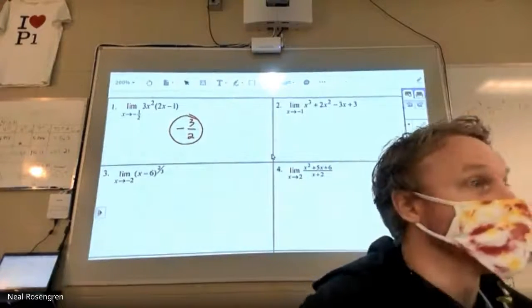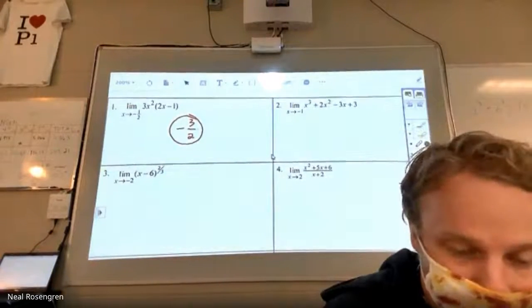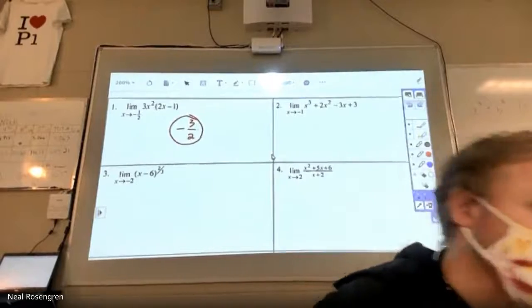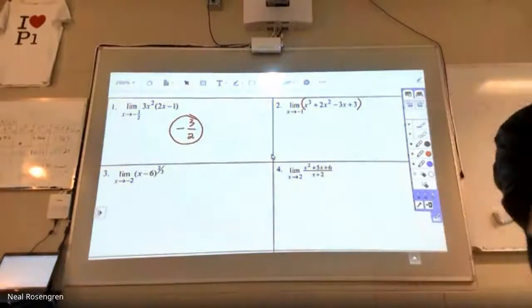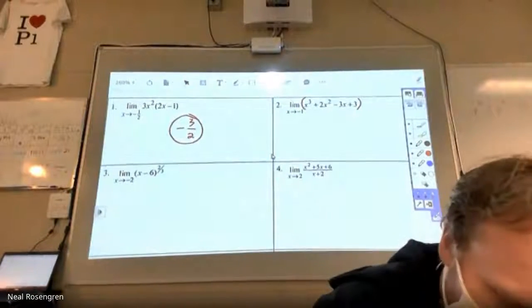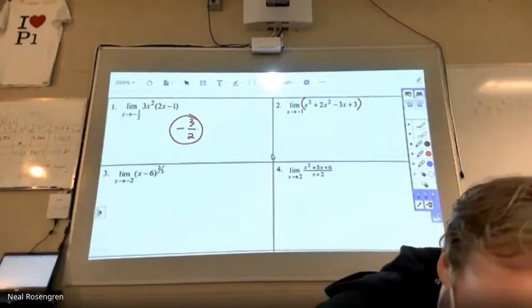Big thing for number 2, I don't like the way that it's written without the parentheses around it. Please draw these in. I think that is more correct, because now I know I have to take the limit of everything.